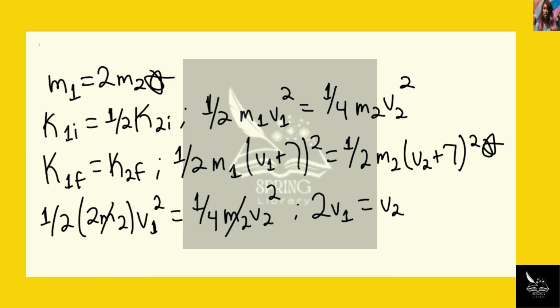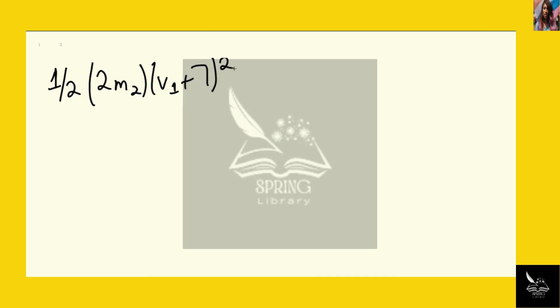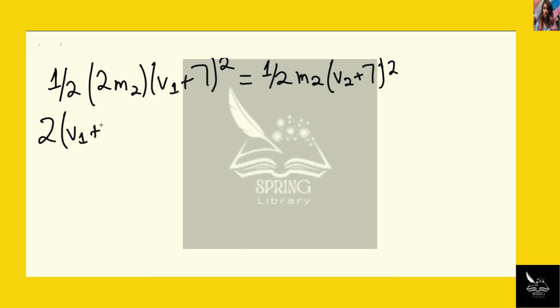And then let's substitute this relationship in for this equation here and say that 1/2, rather, let's get a new workbook. 1/2 times 2 m sub 2 times v sub 1 plus 7 squared equals 1/2 times m sub 2 times v sub 2 plus 7 squared. And so we can say that 2 times v sub 1 plus 7 squared equals v sub 2 plus 7 squared, given that all of this cancels out.